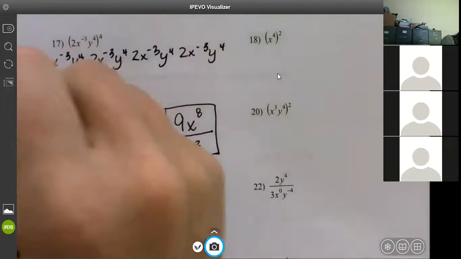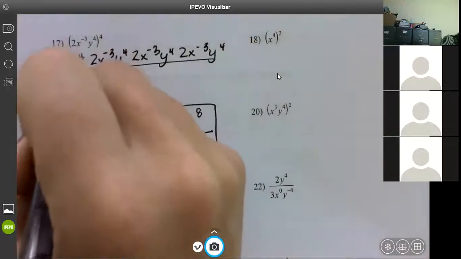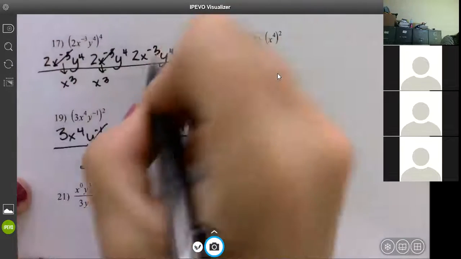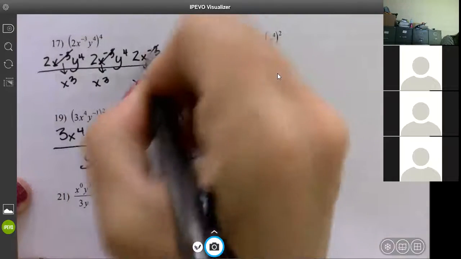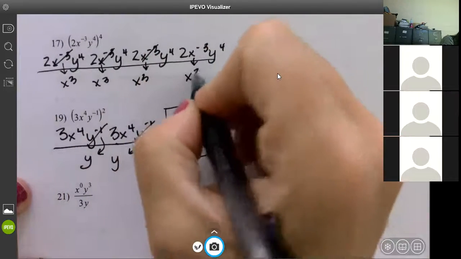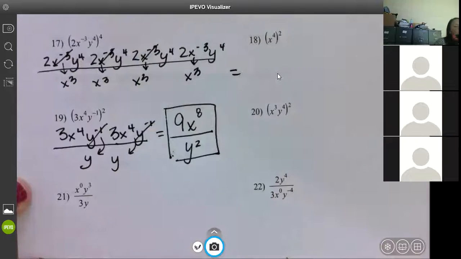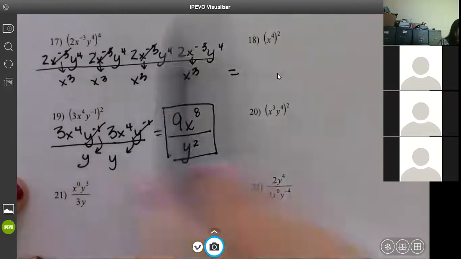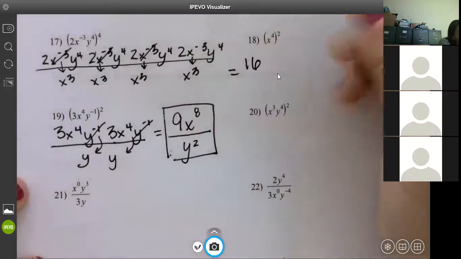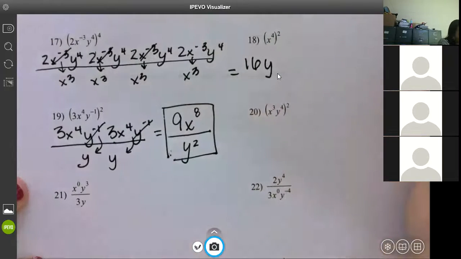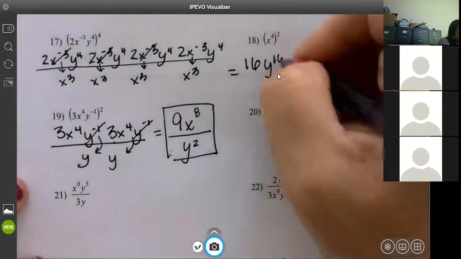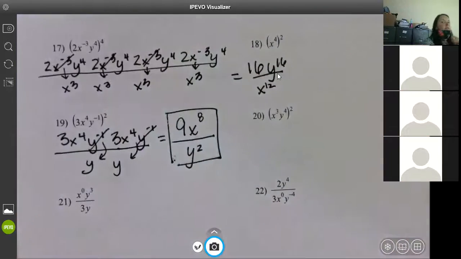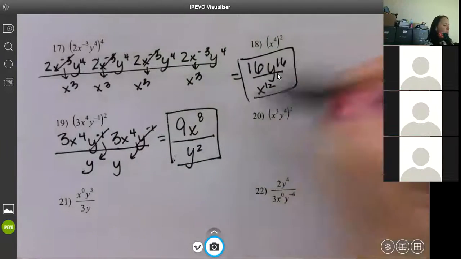What do I need to fix? The negatives. All of these will go down here. So x cubed, and they go away. x cubed and x cubed. And I'm going to run into this, but we're not doing 18 or 20. On the top, 2 times 2 times 2 times 2, 16. How many total y's? 16. On the bottom, how many total x's? 12. That's it. Nothing the same on the top or the bottom. That's your final.